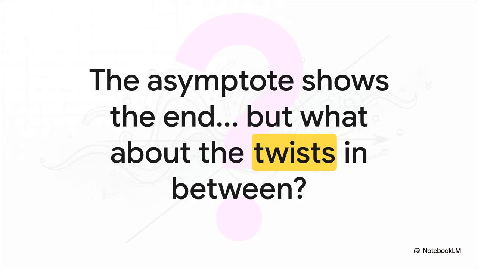Slant asymptotes are fantastic for telling us the end game of a graph, where it's headed as it goes off the chart. But that leaves us with a pretty big question, doesn't it? The asymptote maps out the long road ahead, but what about all the interesting stuff that happens in the middle? How do we figure out all the twists, turns, and bumps along the way? Well, that's the next part of the story.